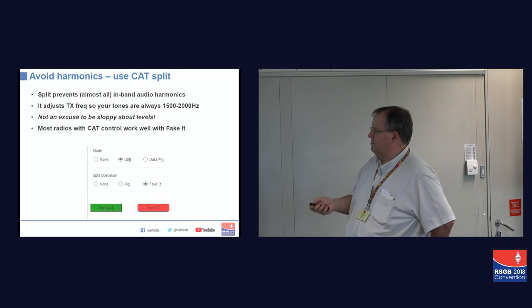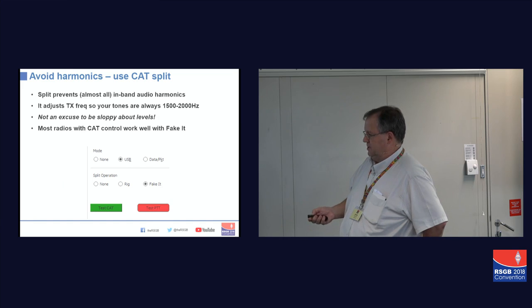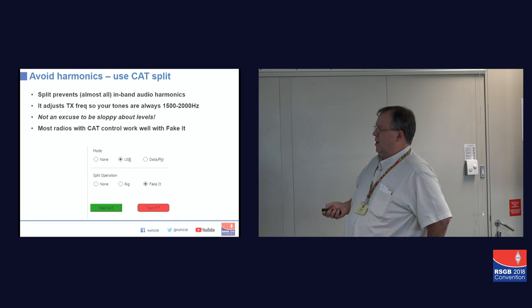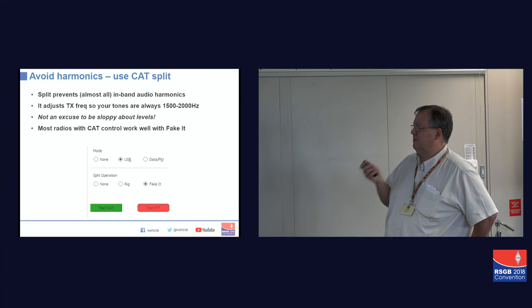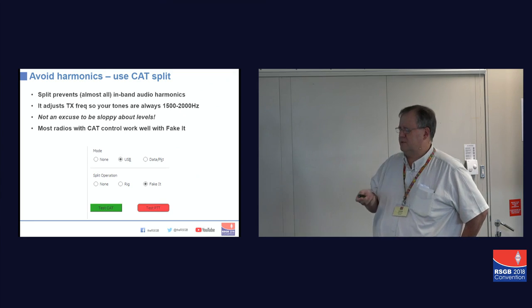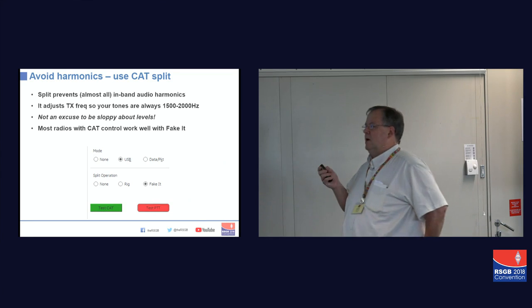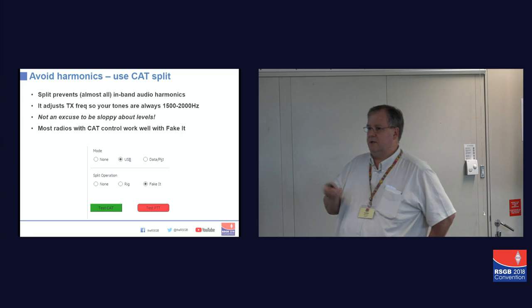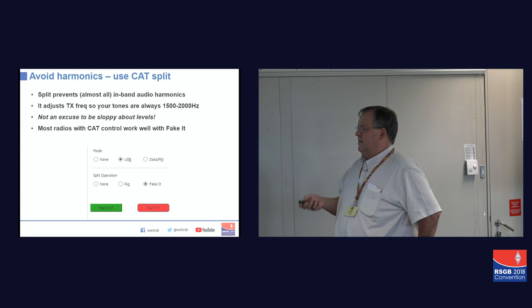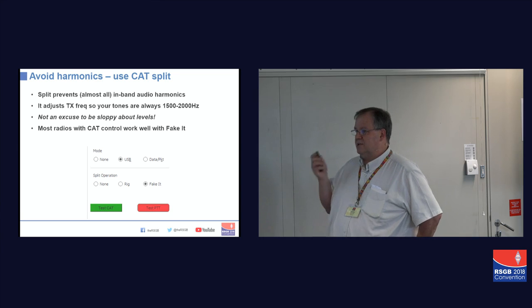To enable it, literally all you've got to do is tick one of these, put a blob in one of these boxes. Almost all rigs work with Fake It. Fake It sends a command on each transmit cycle to say, please change frequency to this frequency. So if your radio is a bit slow about its CAT frequency changes, then the other alternative is to use the Rig option. What that does is it actually runs your rig in split.